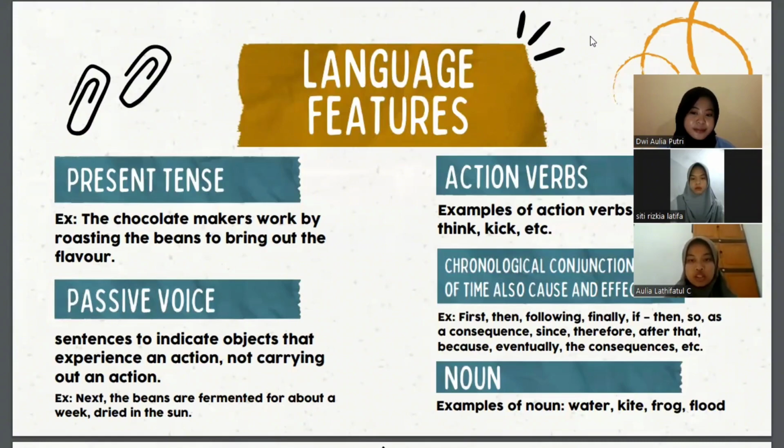Chronological conjunctions of time, also cause and effect. Examples: first, then, following, finally, if then, so, as a consequence, after that, because, eventually, the consequence, antecedents. Nouns. Examples of nouns: water, kid, frog, blow.